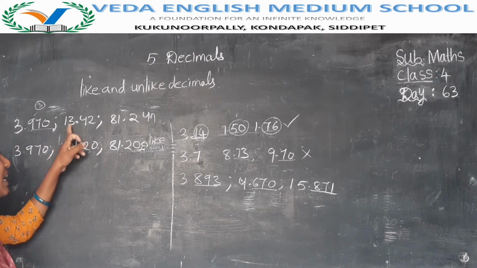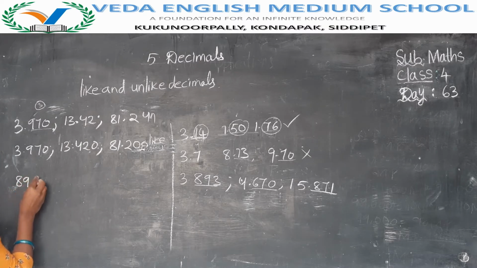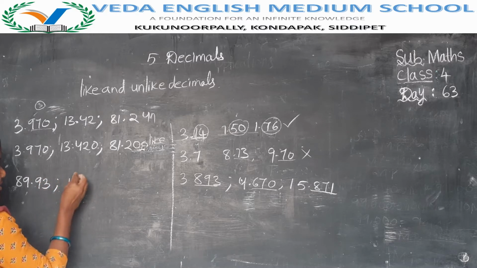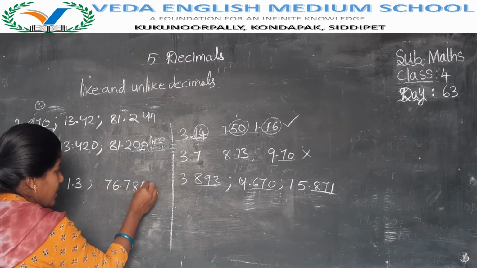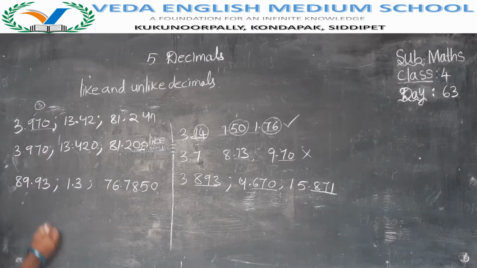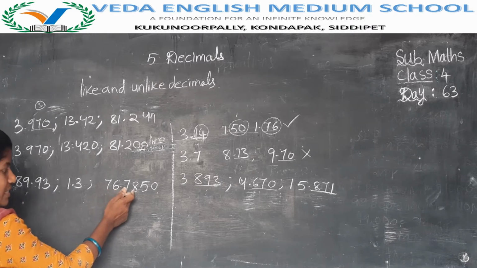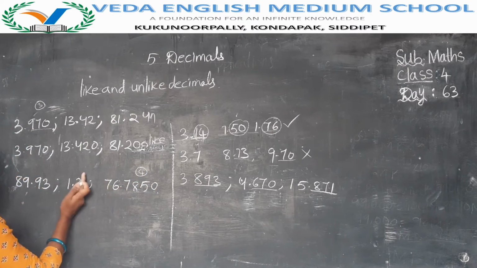Then how to convert unlike decimals into like decimals, with one more example. Here I will take 89.93, next 1.3, next 76.7850. Now these are unlike decimals. Now I want to convert these unlike decimals into like decimals. Then how to convert? You have to see in which decimal number you have more decimal places. Here in this decimal number we have 4 decimal places. So you have to convert the remaining also into 4.